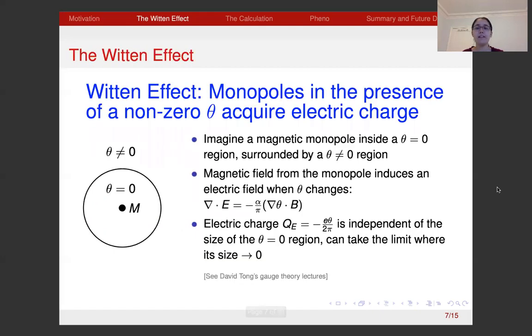So first, the Witten effect. The Witten effect tells us that monopoles in the presence of a non-zero theta acquire electric charge. For those of you who are unfamiliar, the way to see this qualitatively is to imagine a magnetic monopole inside a region where theta is equal to 0, and surround that region by another region where theta is not equal to 0. And that's what you can see from this diagram on the left. You have this magnetic monopole, this dot in the center, M. It's surrounded by a region where theta is equal to 0. And that's surrounded by another region where theta is not equal to 0. This line is just the boundary between those two regions.